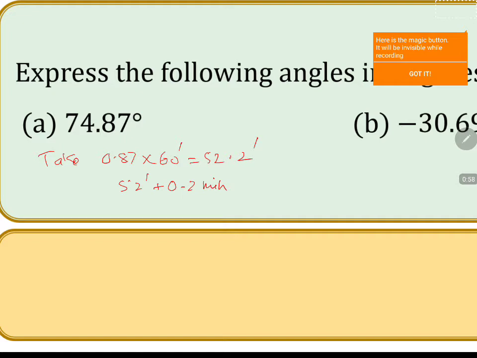Let me convert 0.2 minutes to seconds. Take 0.2 multiplied by 60 seconds. You will get here 12 seconds. So this will give us 74 degrees, 52 minutes, 12 seconds.